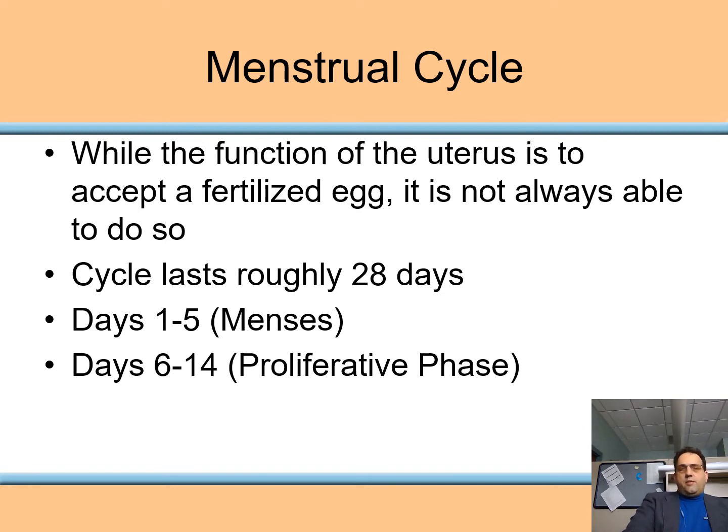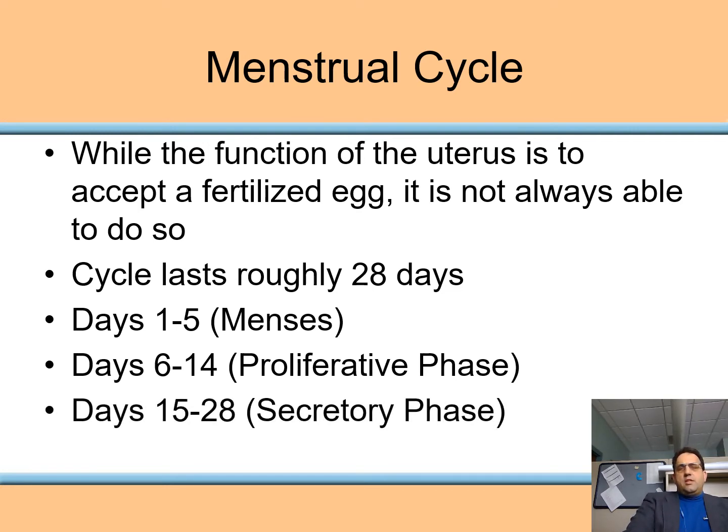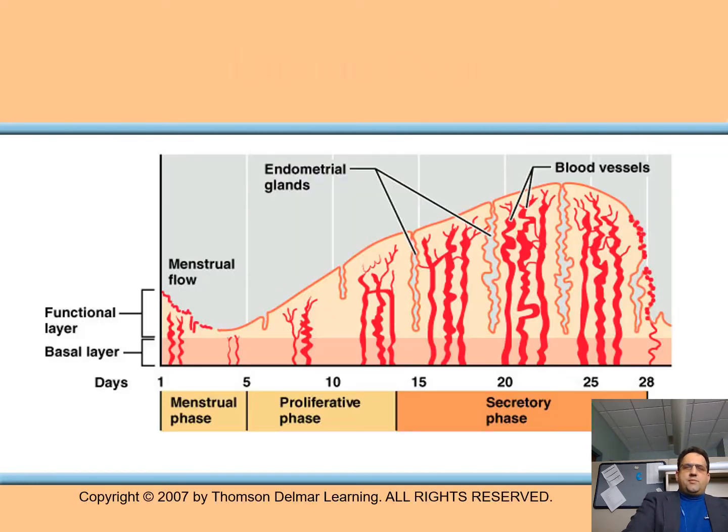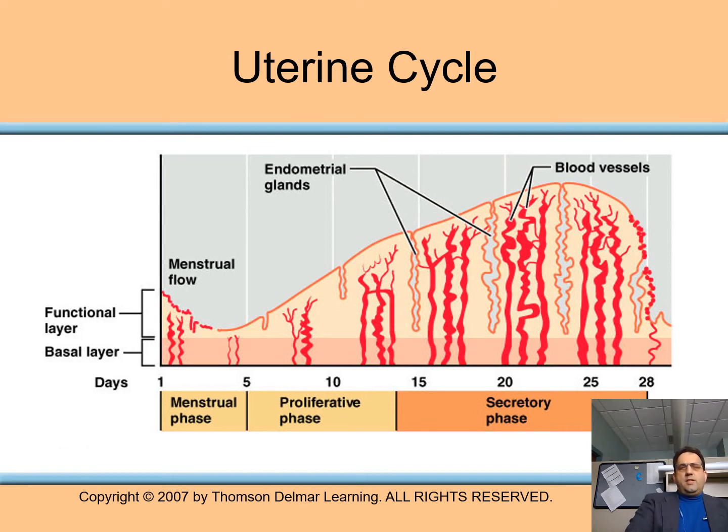And then usually on day 14, you see ovulation occur. Ovulation causes the creation of the corpus luteum, which now is secreting progesterone. And so we are in what is called the secretory phase. Here's what is happening in the uterine wall during each of the phases. During the menstrual phase, the uterine wall lining sloughs off and most of it is gone except for the basal layer, which is there to produce new cells. In the proliferative phase, it grows and grows.